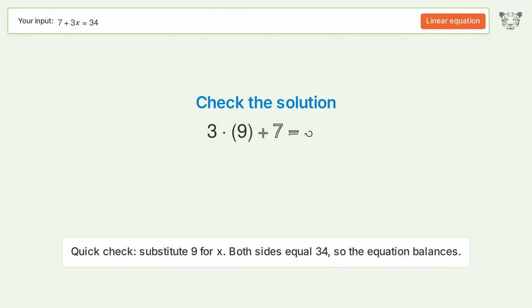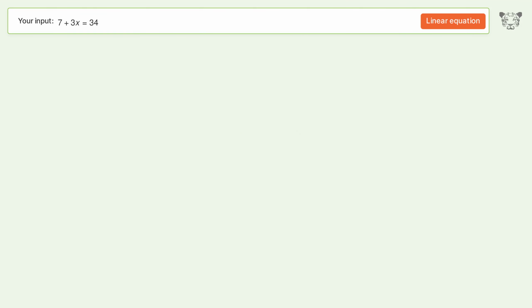Quick check, substitute 9 for x. Both sides equal 34, so the equation balances. So, x equals 9.